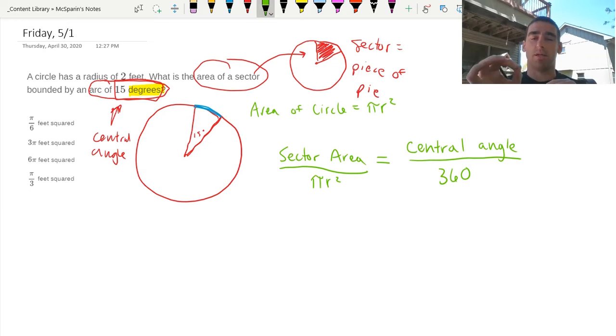I want you to write this down just like you wrote down yesterday's equation. I know it's very similar, and that's good. We want it to be very similar. But you're going to have to be able to identify when do you use the area formula and when do you use the arc length formula, okay? Usually it's going to be pretty obvious. It's going to say the words area of sector or it's going to say arc length.